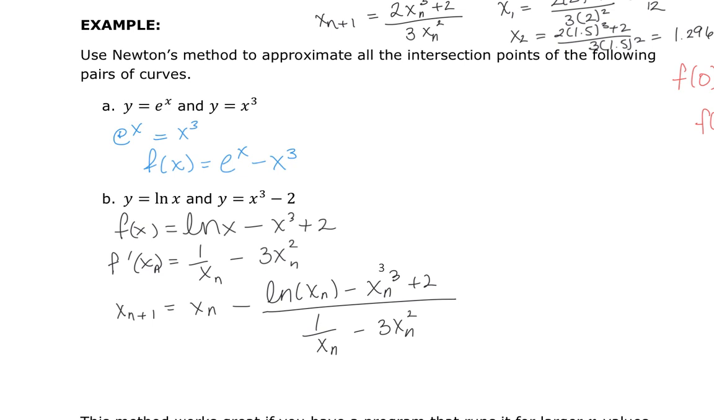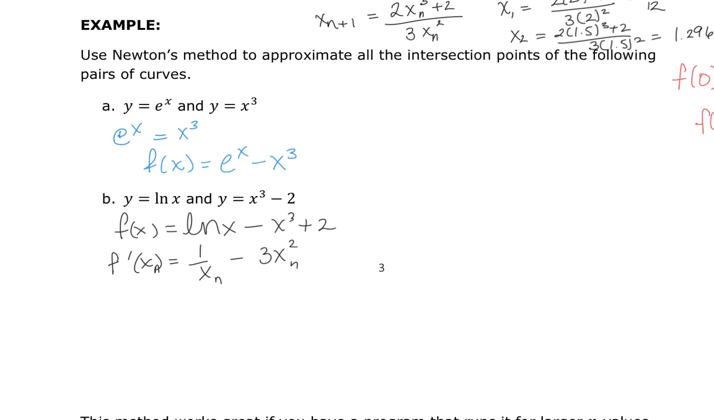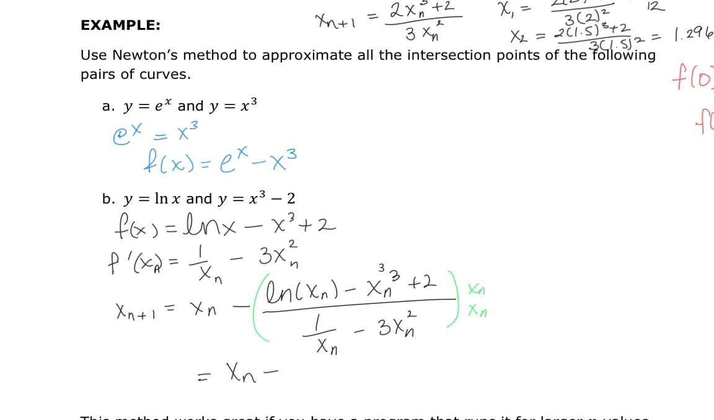So I'm going to go ahead and multiply this by x sub n over x sub n to get rid of the fraction to begin with. And so this will be equal to x sub n minus x sub n, the natural log of x sub n, minus x sub n to the 4th power plus 2x sub n, all over 1 minus 3x sub n to the 3rd power. It's not over that yet.